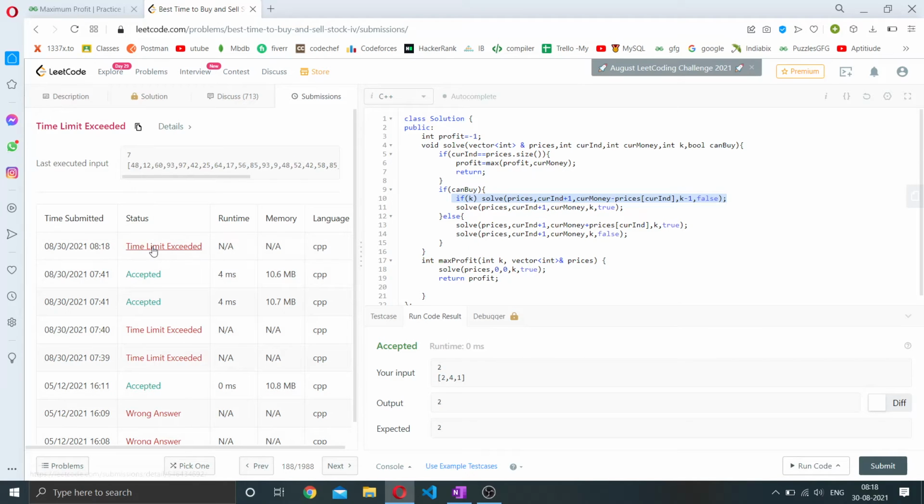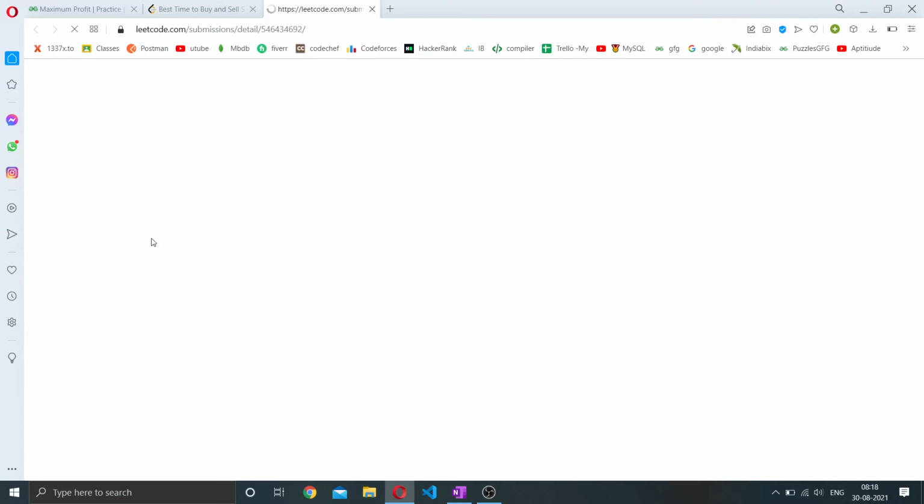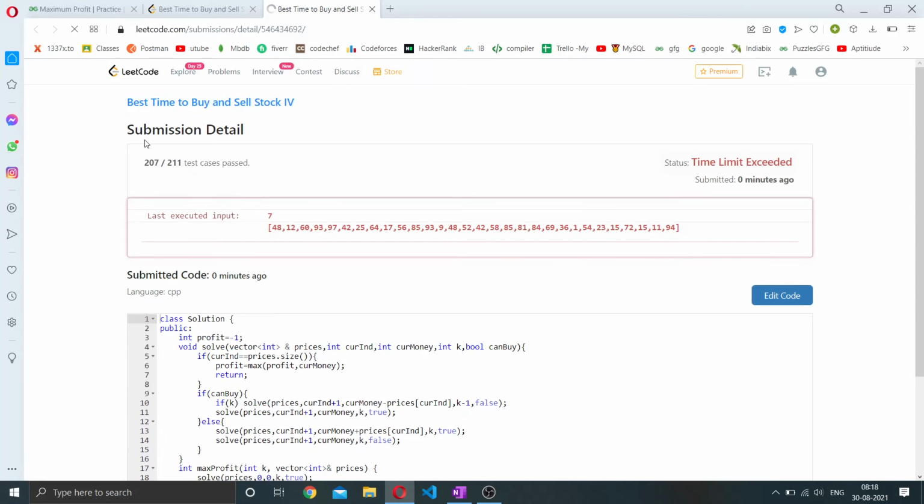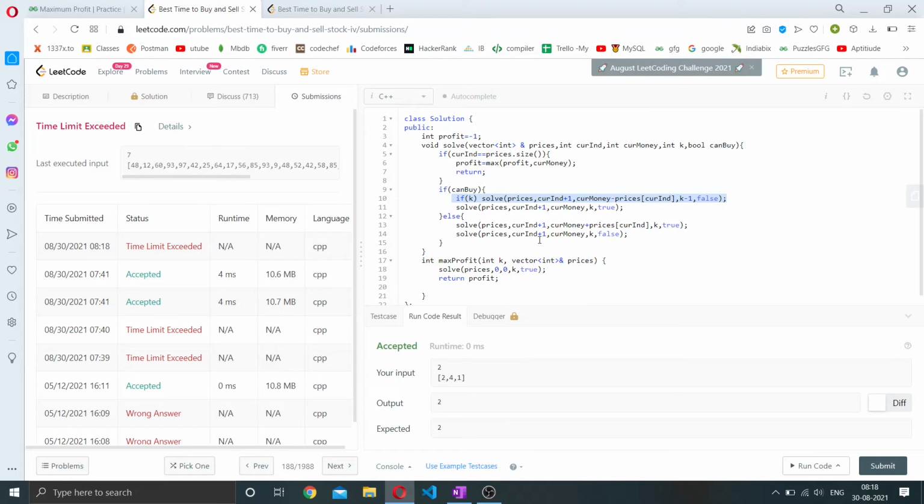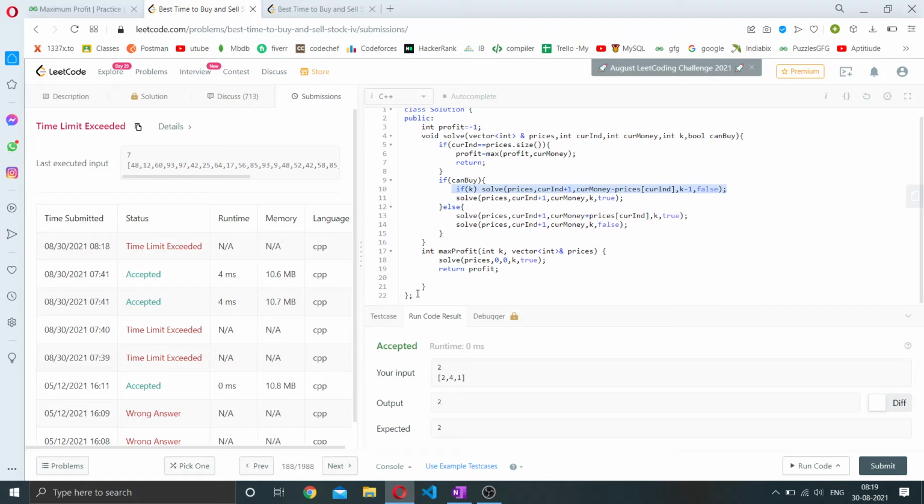So you can see it gives us time limit exceeded. 207 of 211 test cases passed. So the time complexity of this approach is order of 2^n, it's exponential, so it will not be able to complete in the given time. So we have to optimize it.